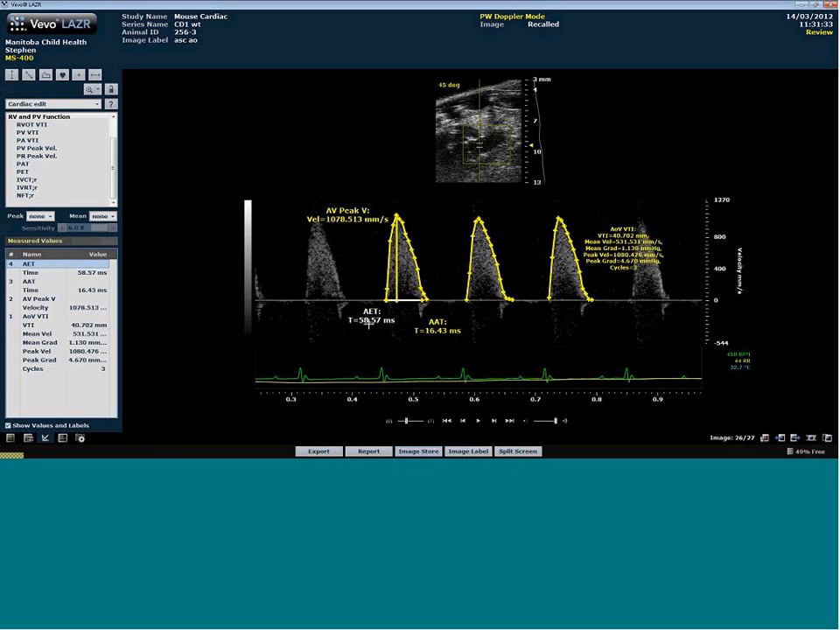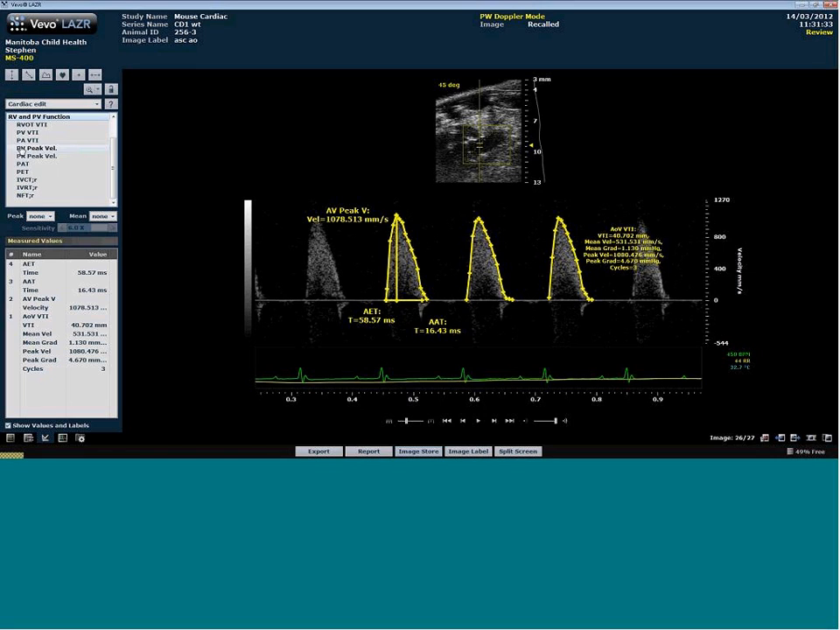Again, same set of measurements: peak velocity, VTI, aortic ejection, and aortic acceleration time. So if you're looking at stenosis models, these are obviously going to change. And then if you're looking at pulmonary hypertension models, again, those values are going to be all over the place. The different measurements are there to allow you to look at those different types of models.